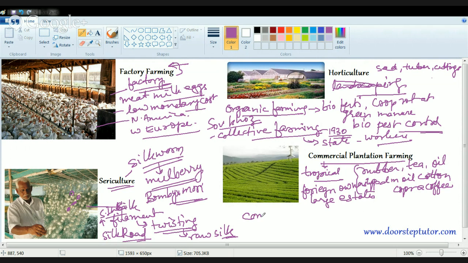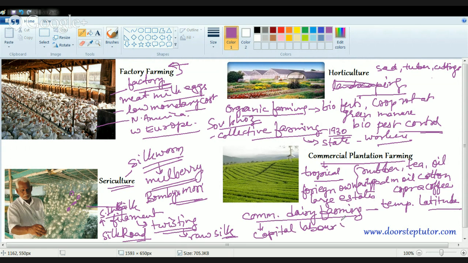The final method is commercial dairy farming. Under commercial dairy farming, what we are trying to understand is that it's common in temperate regions. We already talked about livestock rearing. But commercial dairy farming is mainly capital and labor intensive, and it's not for local use, but for supply to a huge number of people. You do not directly sell to the consumers. You sell to intermediaries who finally sell to the consumers. So there is no direct interaction with consumers in commercial dairy farms.